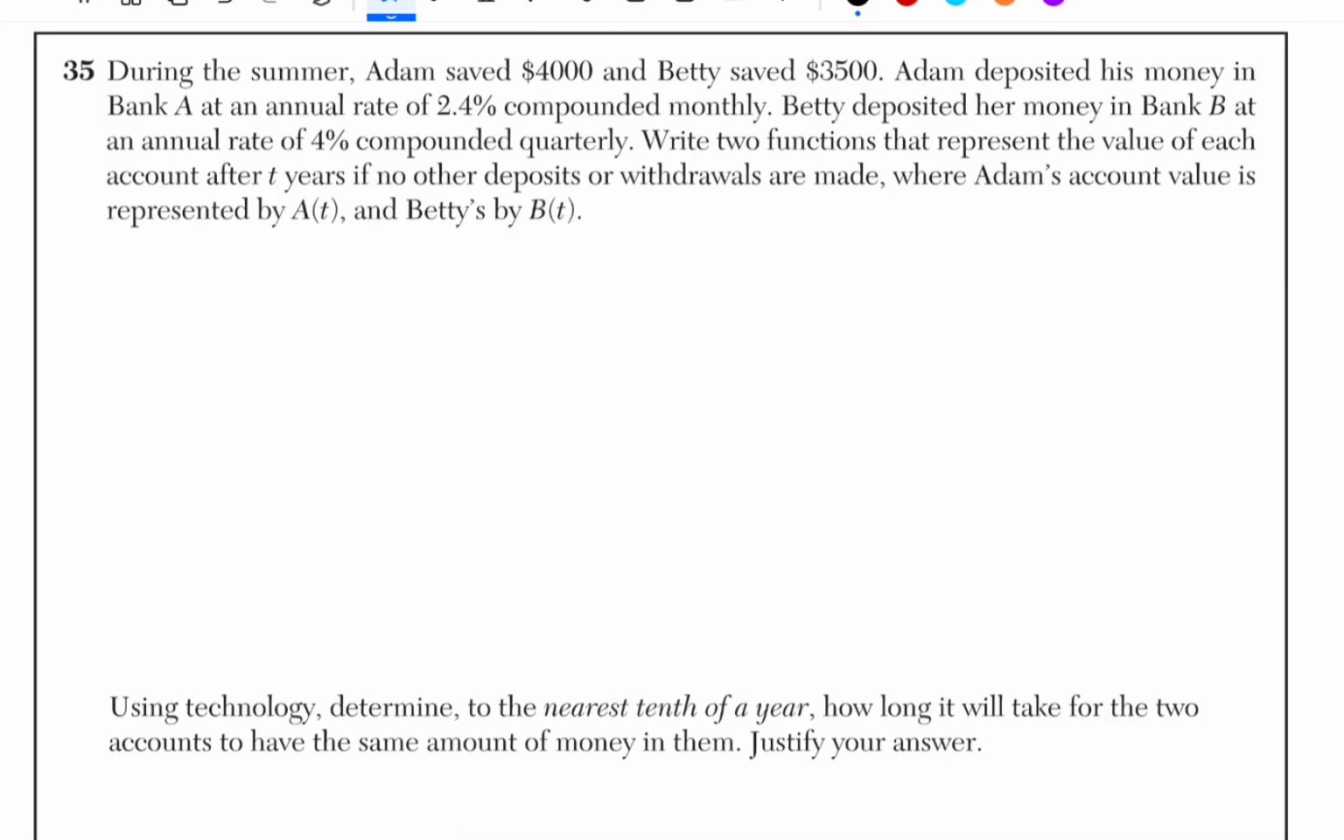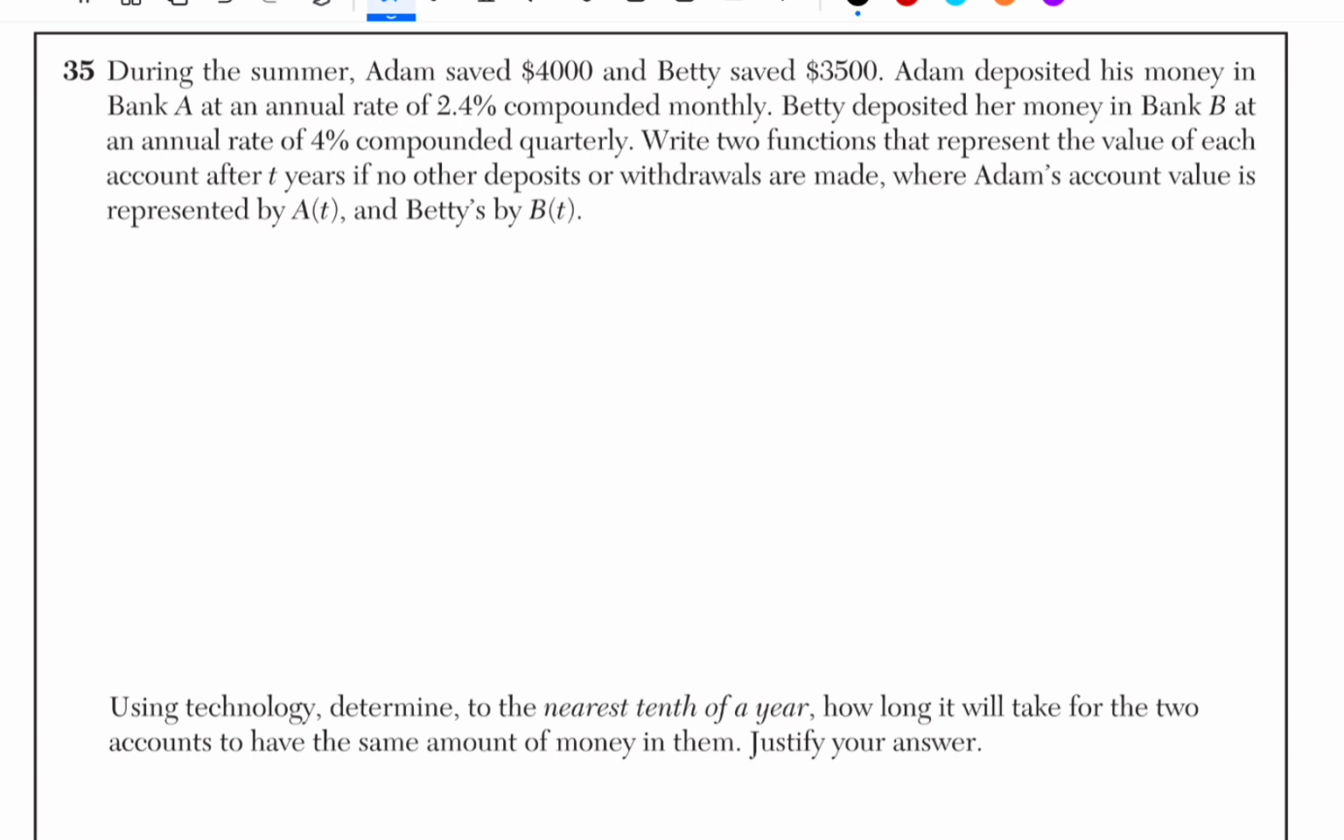Question number 35. During the summer, Adam saved $4,000 and Betty saved $3,500. Adam deposited his money in Bank A at an annual rate of 2.4% compounded monthly. Betty deposited her money in Bank B at an annual rate of 4% compounded quarterly. Write two functions that represent the value of each amount after 2 years if no other deposits or withdrawals are made. Where Adam's account value is represented by A(t) and Betty's by B(t).